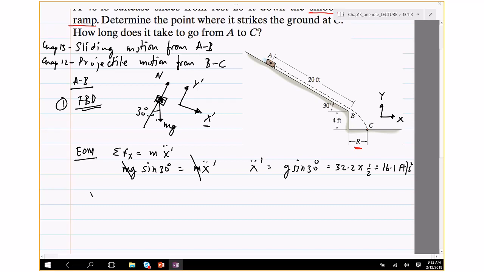So velocity of... how can I find the velocity at B? I know the acceleration, and I know the distance. It's 20 feet. So is there a way to relate the velocity, acceleration, and distance? Say that again. Acceleration times the derivative of position is velocity times the derivative of velocity.